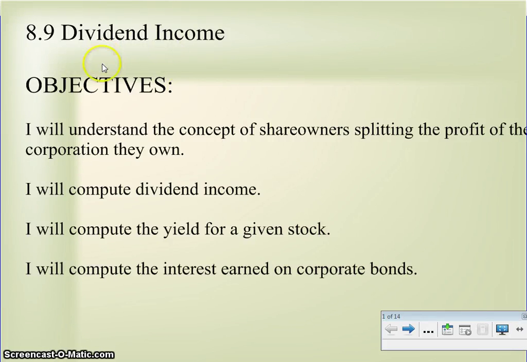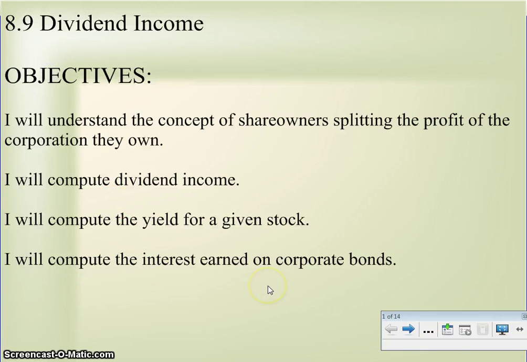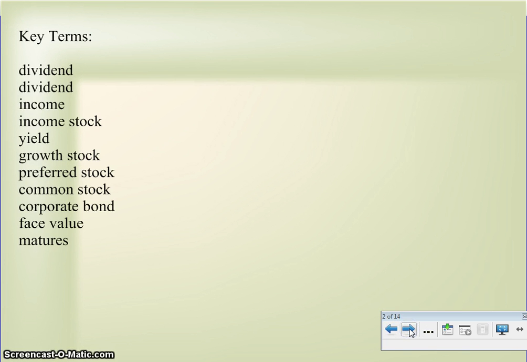All right, let's go ahead and get started with the last chapter in Unit 8. This has been a long unit, so it's good to be in the last chapter. We're on dividend income. We've got 4 objectives today. I will understand the concept of share owners splitting the profit of the corporation they own. I will compute dividend income. I will compute the yield for a given stock, and I will compute the interest earned on corporate bonds. So we got a lot to do in this last one.